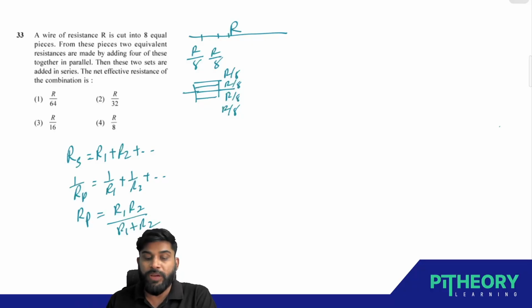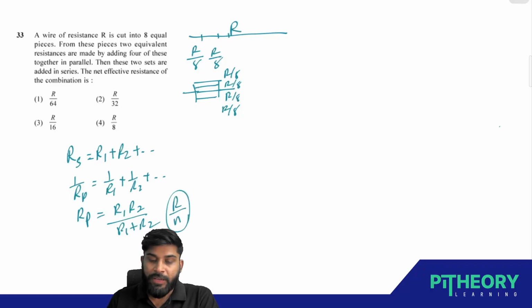If n equal resistors are connected in parallel, the equivalent resistance will be R by n. So the equivalent of this section, with 4 connected in parallel, will be R by 8 divided by 4, which is R by 32, since 4 eights are 32. You have one more section like this, the second section, and its equivalent resistance is also R by 32.